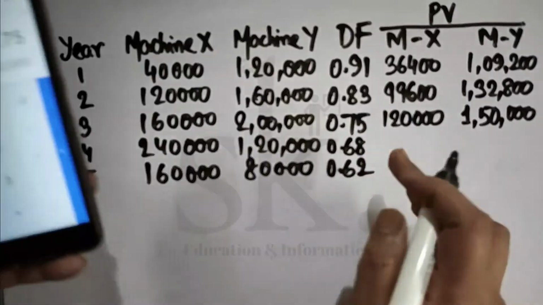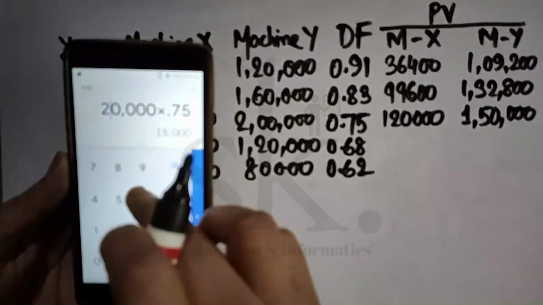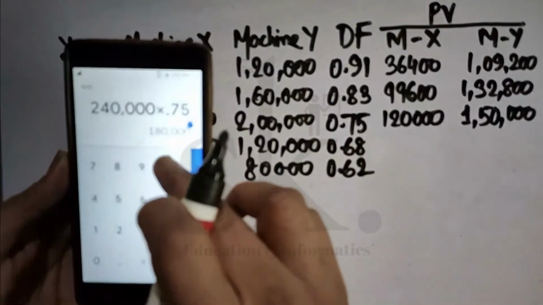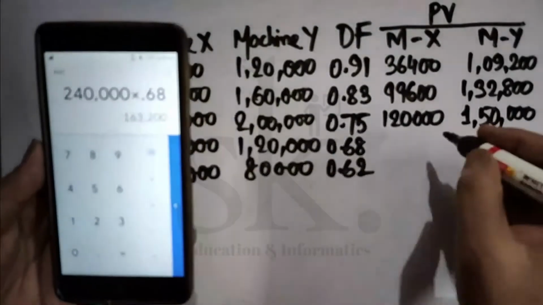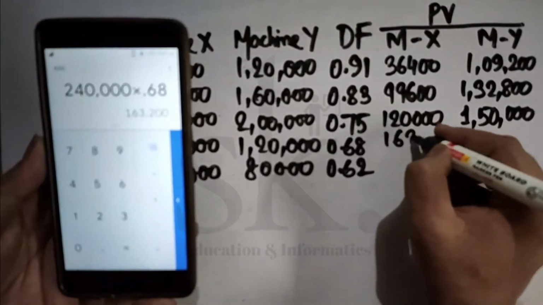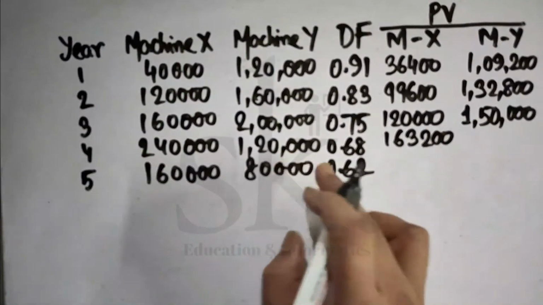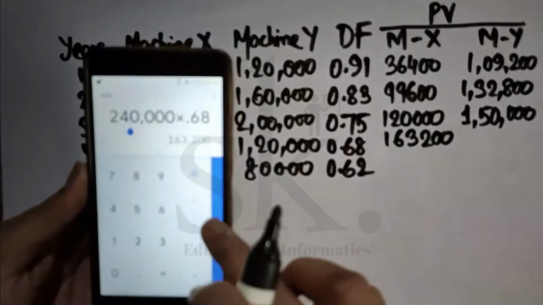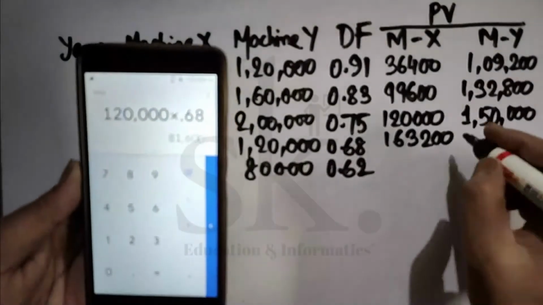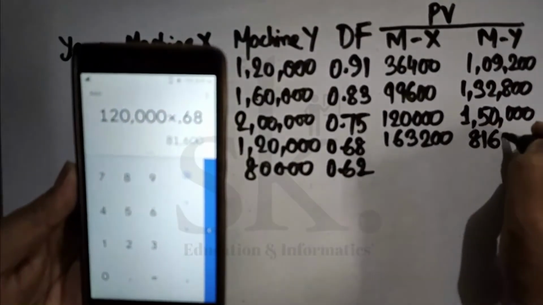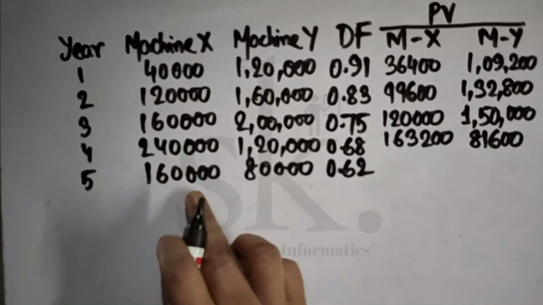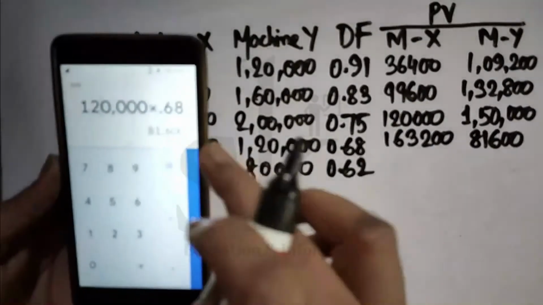2,40,000 into 0.68 gives me 1,63,200. And for machine Y, it's 1,20,000, so I change it to 1,20,000. So it's coming 81,600. And for the final year, it's 1,60,000 into 0.62.